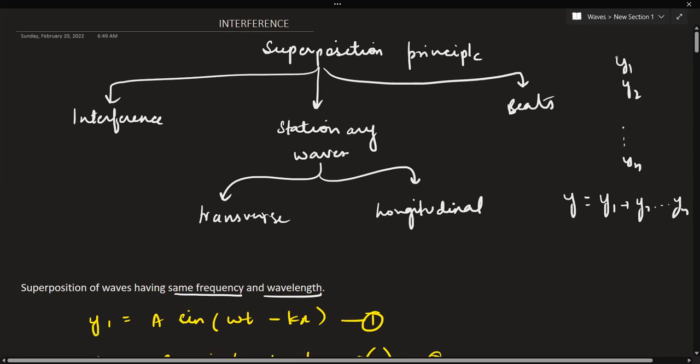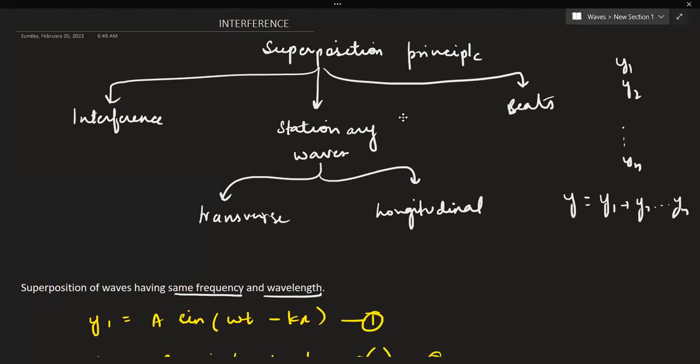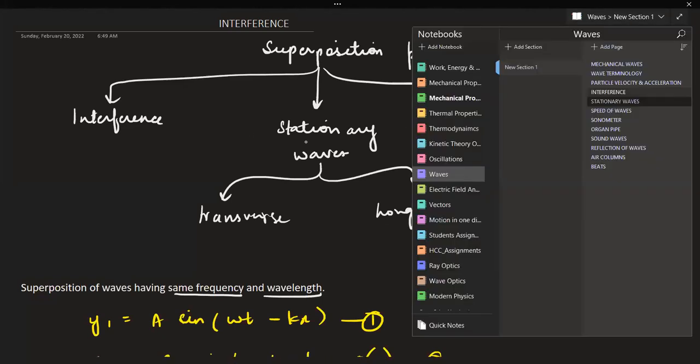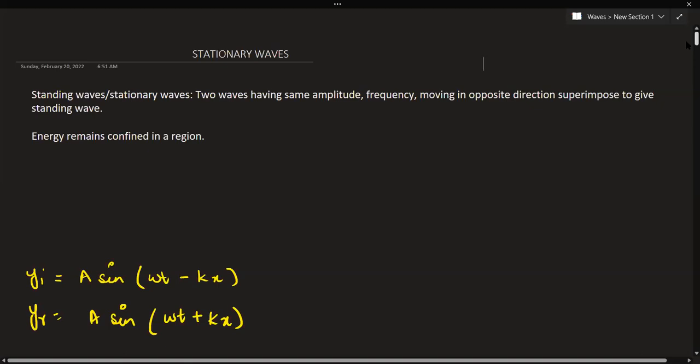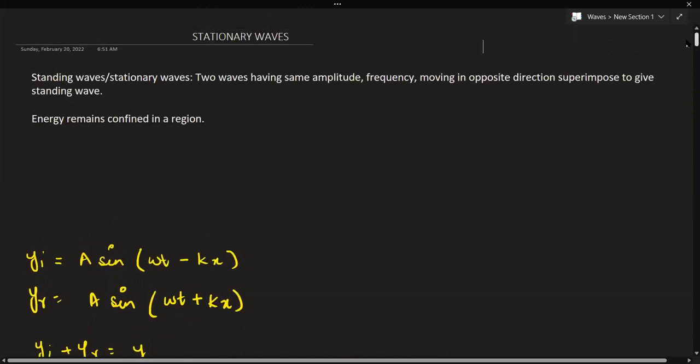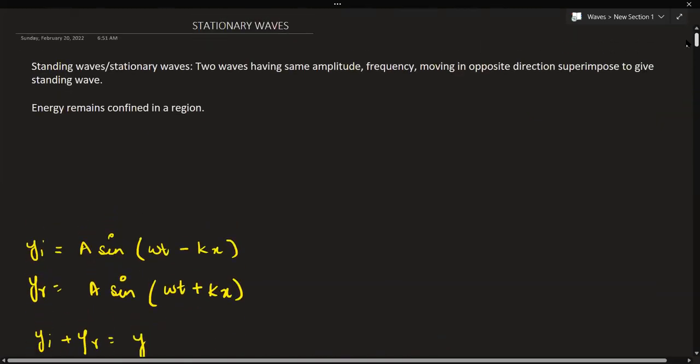Okay. So let's start with stationary waves. I hope the screen is sharing with you. Yes.